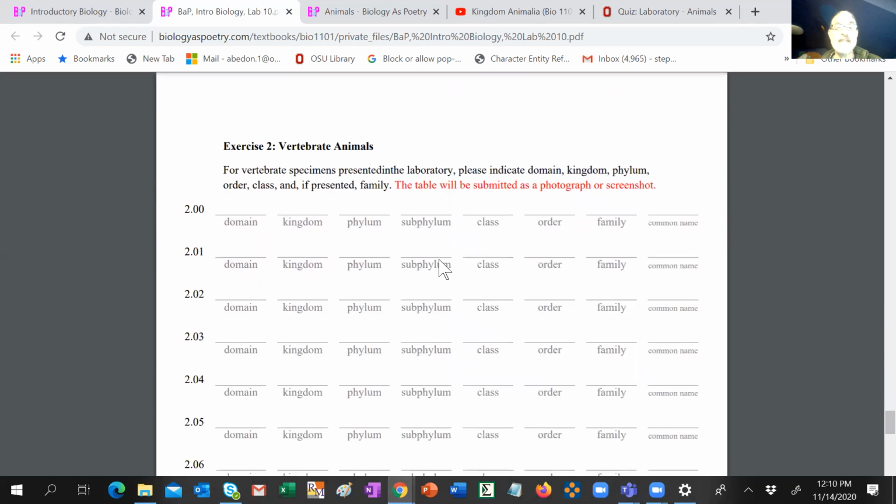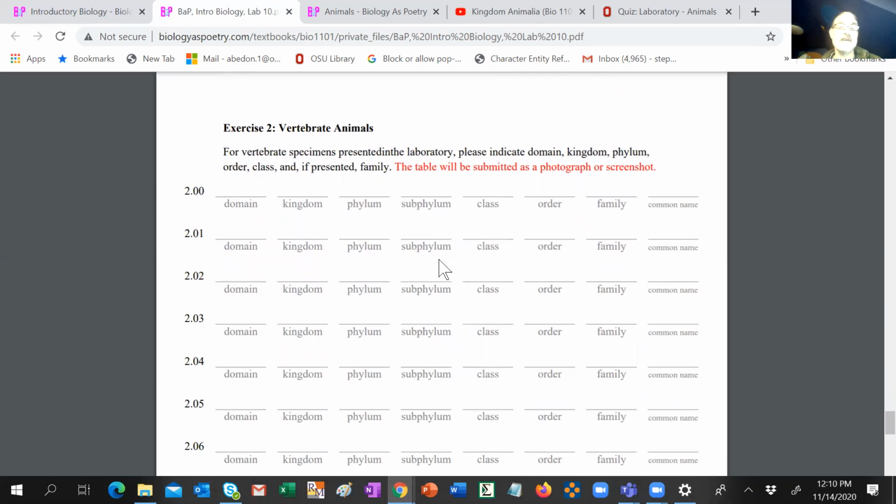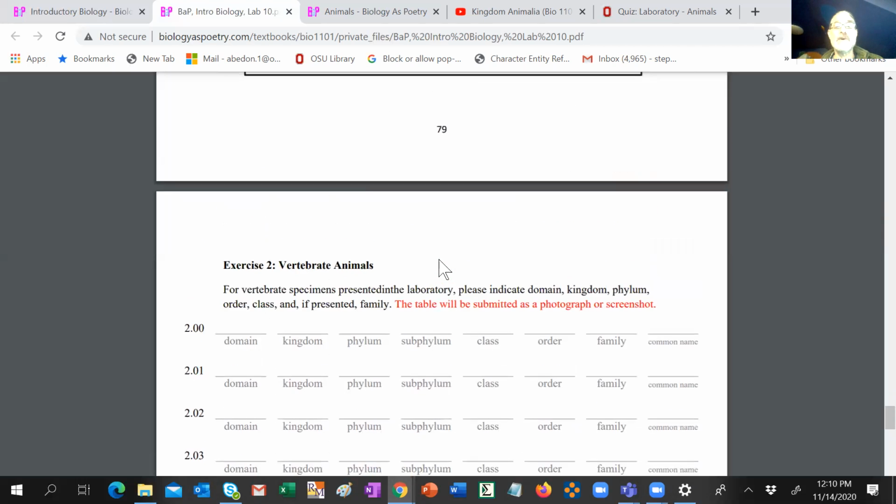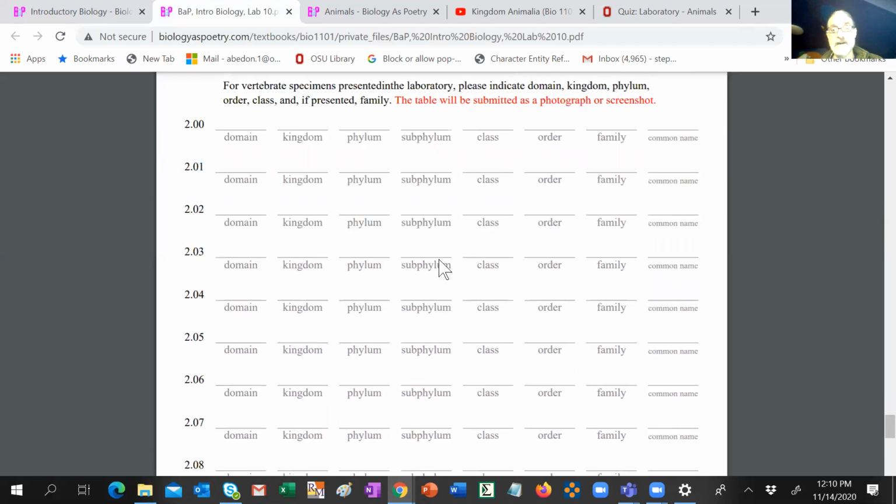There'll be a second exercise, and this is on the vertebrate animals. The vertebrate animals are going to be in a separate location from the invertebrate animals, but there might be a little bit of overlap that occurs at the end of the invertebrates. Again, this might be labeled as exercise 3 instead of exercise 2 because exercise 1 was deleted. Basically, exercise 1 was a bunch of videos.